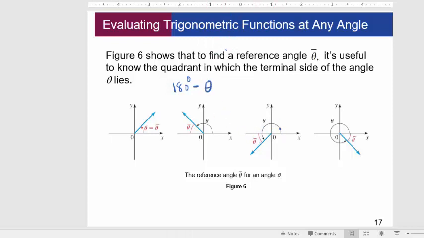Now in this third quadrant, your theta bar is this little thing that's left over here, right? So this was the whole angle minus 180 degrees. So in this case, your theta bar would have been the whole angle, theta, minus 180 degrees, right? And this is your theta bar. And then in the fourth quadrant, this theta bar here is going to be the whole 360 minus theta. So in the fourth quadrant, theta bar is going to be 360 degrees minus theta.